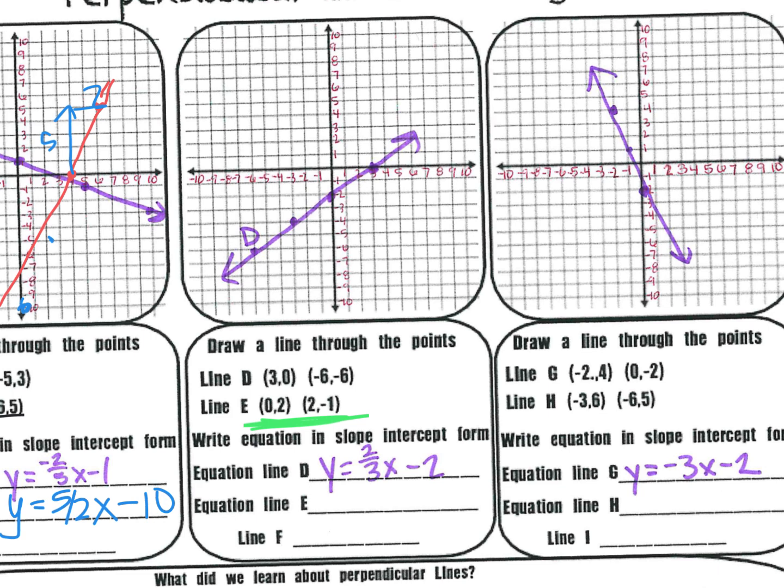So the next one, I'm graphing 0, 2. I don't go left or right at all. I just go up to 2. And then the second ordered pair is 2, negative 1. And now I'm going to draw my line.